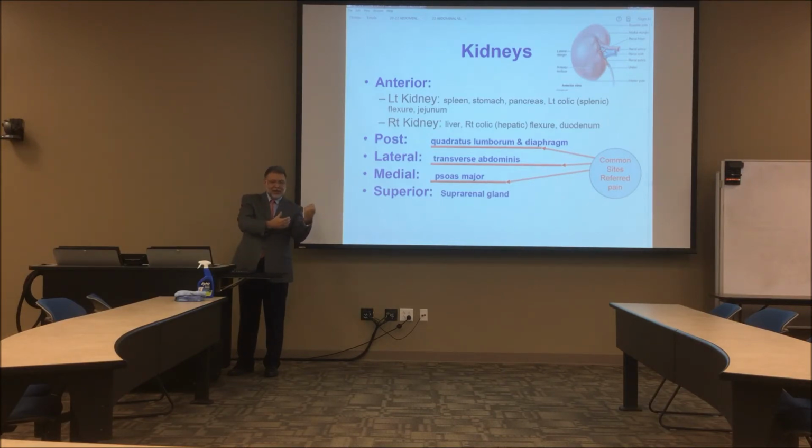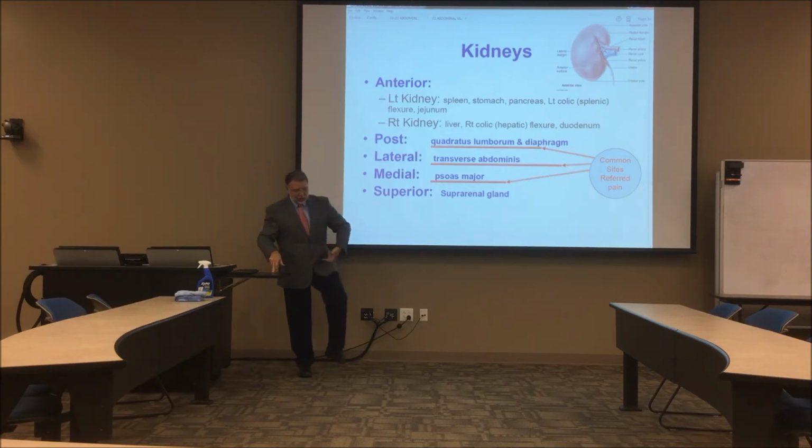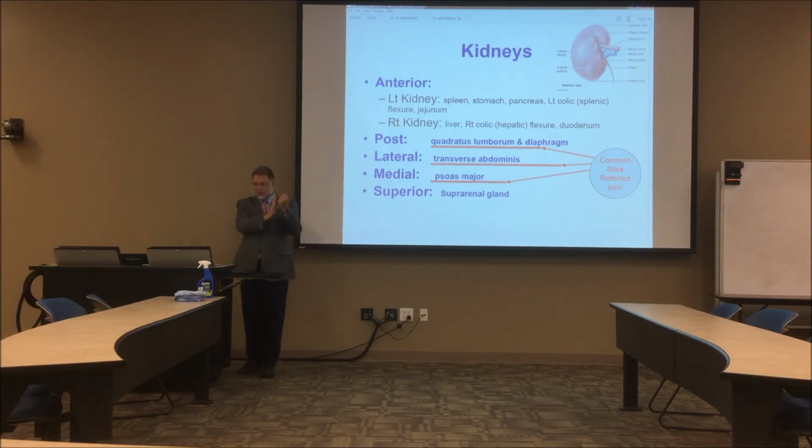Laterally, if this is the left kidney, or the right kidney, you have your transversus abdominis. But then you're going to have something that's medial, that's the psoas. Remember that the psoas is a major muscle for flexion of your hip. That's where the psoas is acting, and that's medial to the kidney. Superior, that kidney has a suprarenal gland.